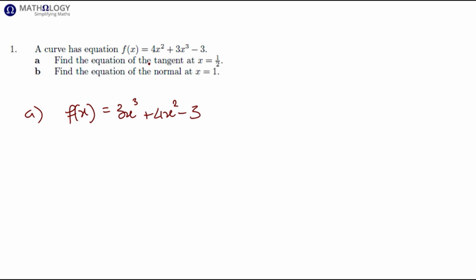Now to find the equation of a tangent, right? The equation of a tangent is a straight line. The general equation of a straight line is given as y equals mx plus c. So to find the equation of a straight line, we need to know what the gradient is, and we need one point that lies on the line.